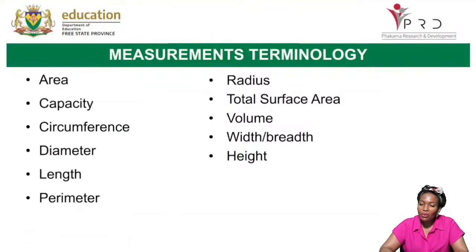These are the terminologies that you must familiarize yourself with in measurement. Make sure you know how to explain these concepts because these will be examined. The examiner can ask you to define weight and capacity, differentiate between capacity and volume, or explain perimeter according to the given context. So make sure you revise these terminologies so that if you come across any concept in the exam, you are able to answer it.